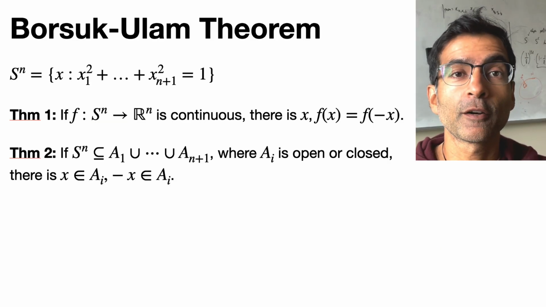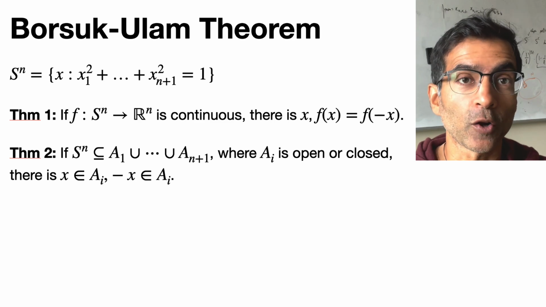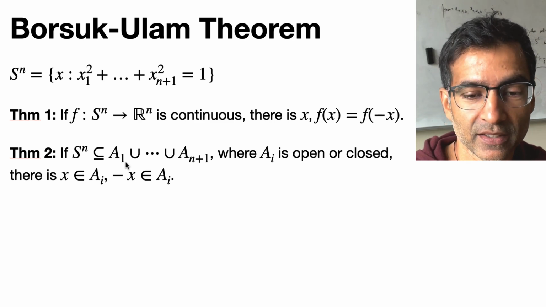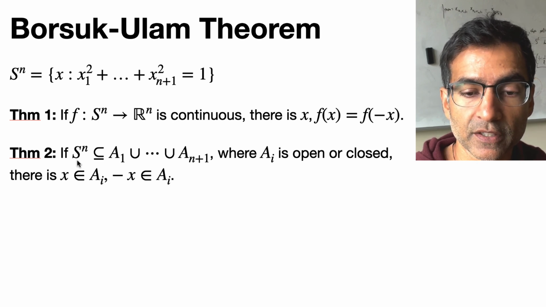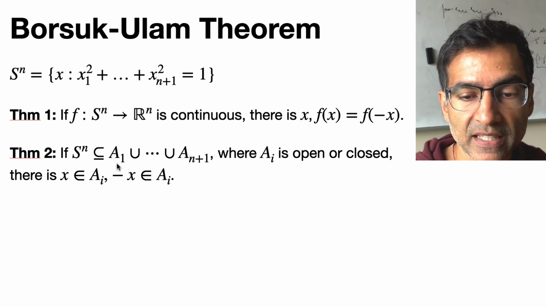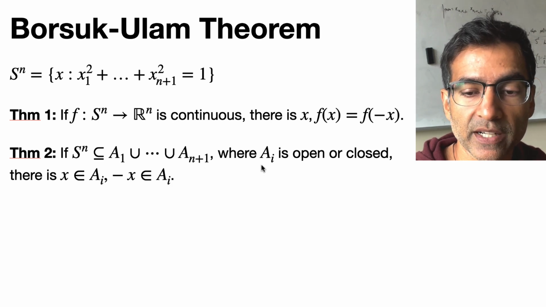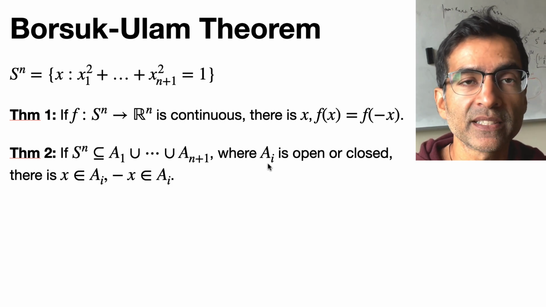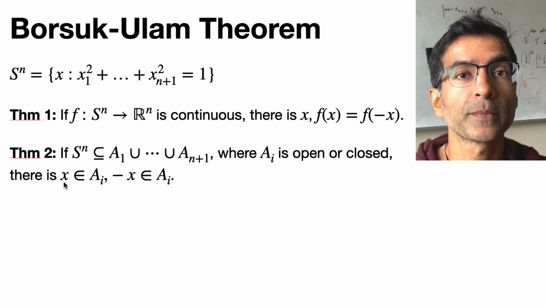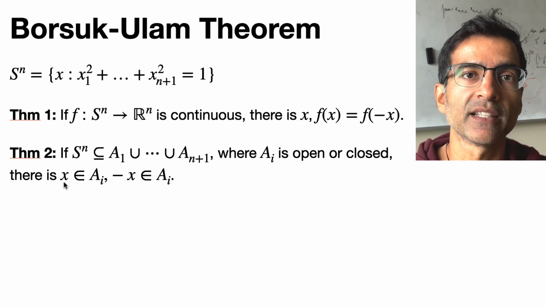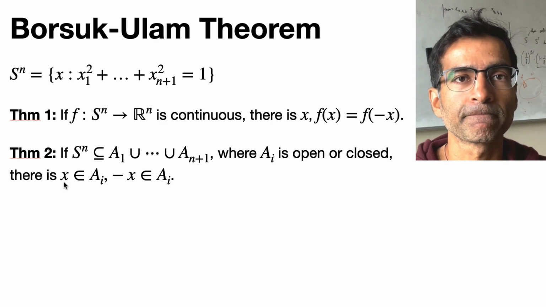Now, it turns out the theorem has many equivalent forms that are also very nice. And here's one example of such a form. So let's say you can cover the n-dimensional sphere with sets a1 through an+1, with n+1 sets, where every ai is either an open set or a closed set. Then there will be a pair of antipodal elements, x and minus x, that both belong to the same set.